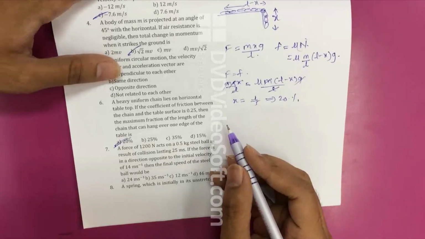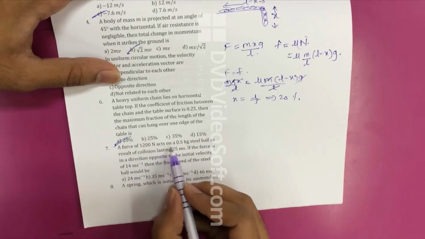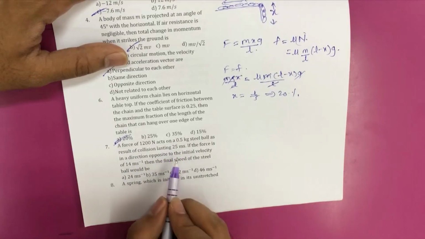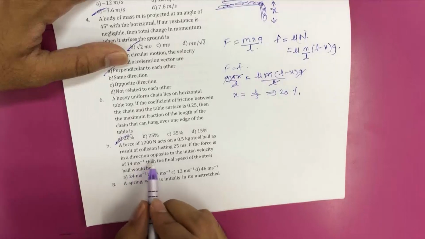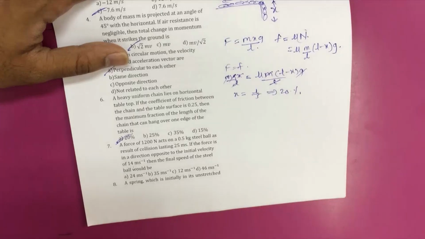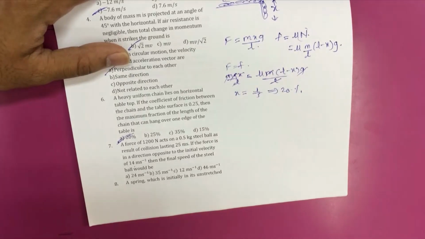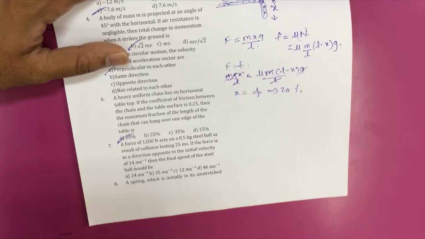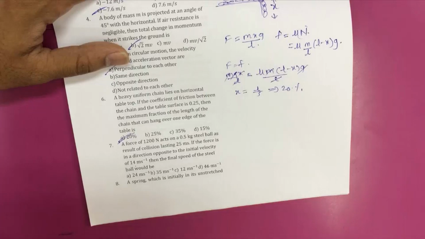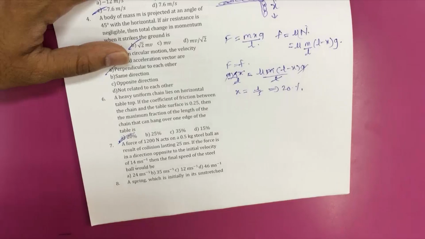Question 7. A force of 1200 Newton acts on a 0.5 kg steel ball as a result of a collision lasting 25 milliseconds. If the force is in a direction opposite to the initial velocity of 14 meters per second, then the final speed of the steel ball would be. Now initial velocity is given as 14 meters per second, mass of the ball is 0.5 kg, force acting on the steel ball from the opposite direction would be minus 1200 Newton. Time duration for collision is 25 milliseconds, which will be 25 into 10 raised to minus 3 seconds. Let the final velocity of the ball be v.